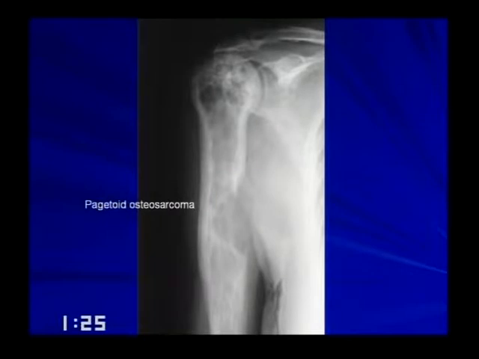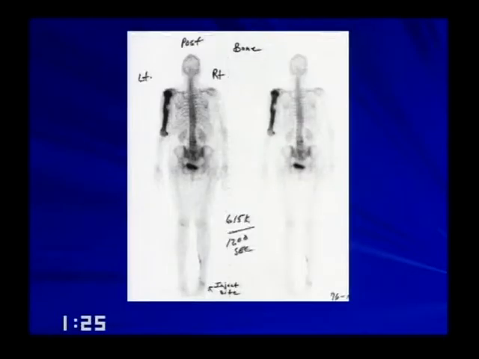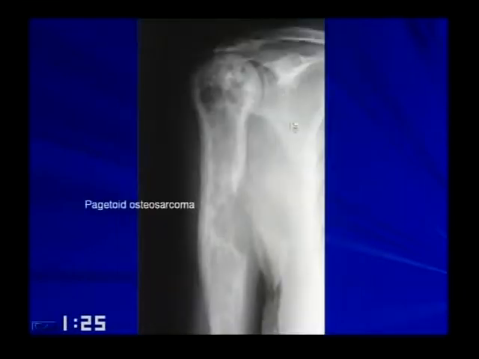As we get on to secondary osteogenic sarcomas, this is a patient with what? Paget's disease. Typical bone scan in an older patient with Paget's disease. You can see on the plain film, thickened cortex, accentuated trabecular pattern, but this is a pagetoid sarcoma. Like I said, very, very poor prognosis.